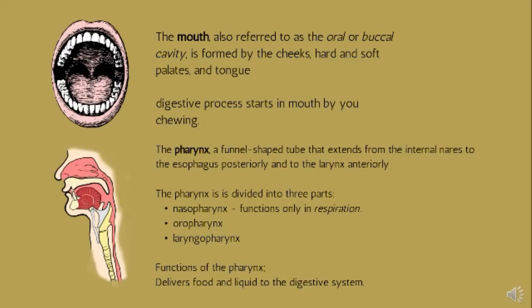as well as respiratory functions. Swallowed food passes from the mouth into the oropharynx and laryngopharynx. The muscular contractions of these areas help propel food into the esophagus and then into the stomach. The functions of the pharynx: delivers food and liquid to the digestive system, and pushes food into the esophagus so it's not breathed in.